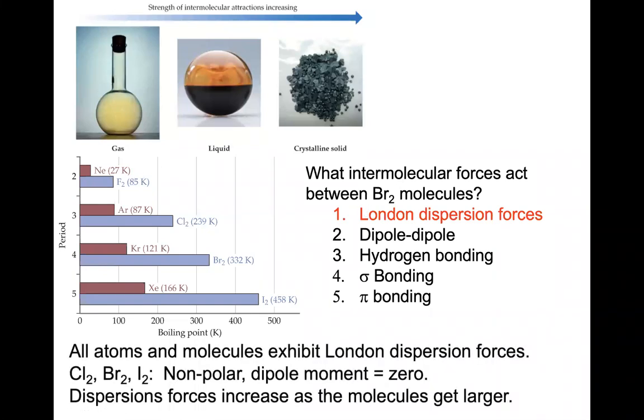All atoms, all molecules, they all exhibit London dispersion forces. So anytime you're asked what kinds of forces are present, you can always check the box for London dispersion forces. All three of these are examples, though, of nonpolar molecules. They have a dipole moment of 0, so they can't have dipole-dipole bonding. And none of these have bonds of an electronegative to nitrogen, oxygen, or fluorine, so they certainly don't have hydrogen bonding.